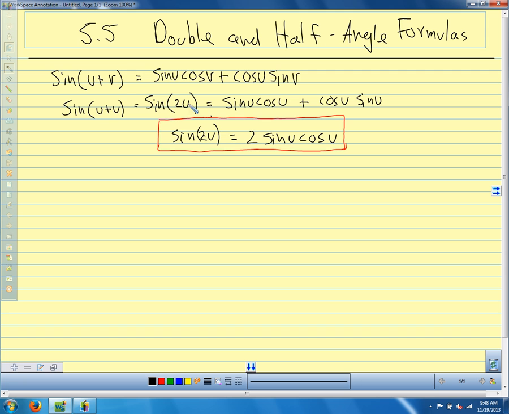So I can find the sine of 2 times an angle if I know the sine of the angle and the cosine of the angle. So this opens up some possibilities for solving some different kinds of problems.